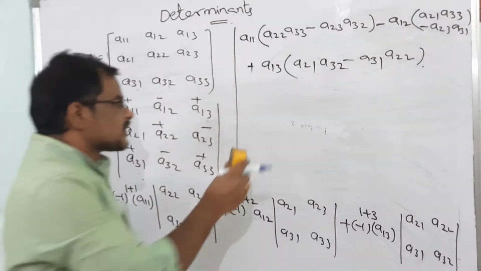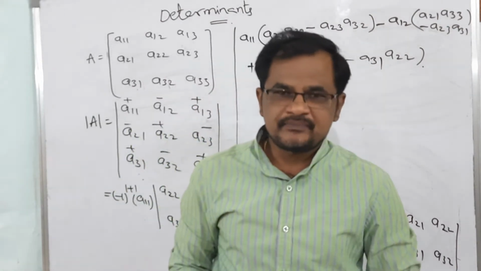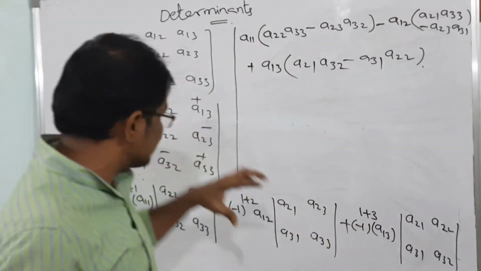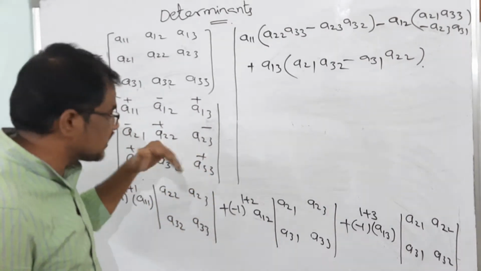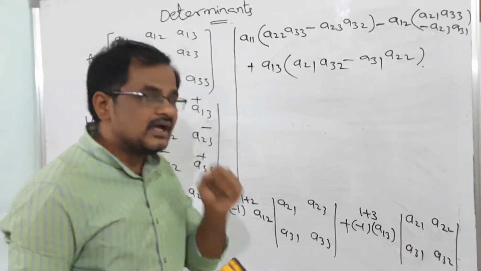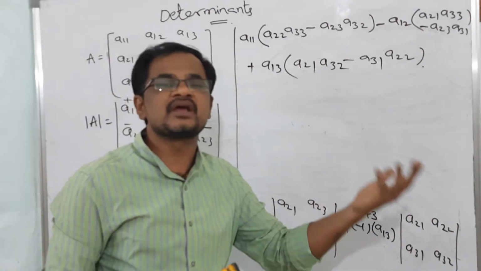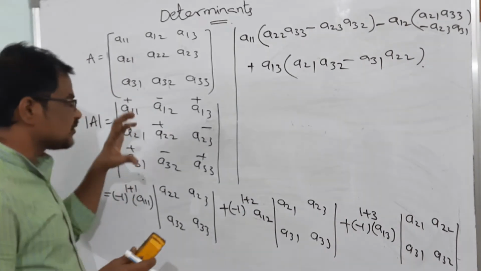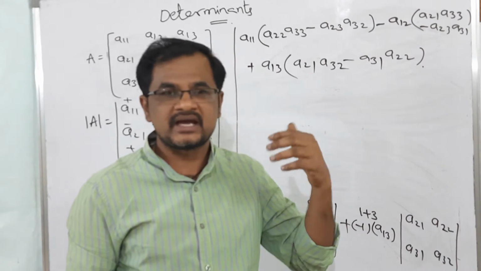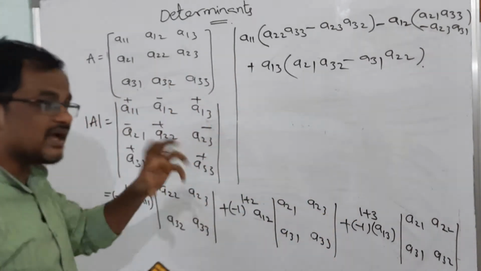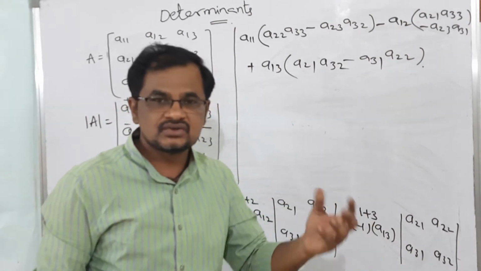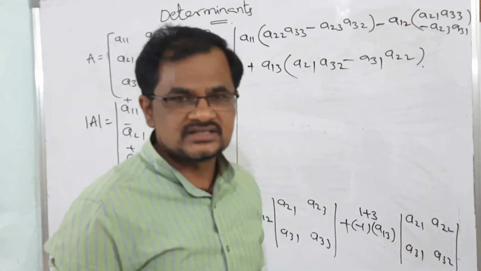But to get the answer easily, along which row or along which column we have to expand? The row or column which contains the maximum number of zeros. If you expand along that row which contains maximum number of zeros, or that column which contains maximum number of zeros, then easily you will get the answer, right?